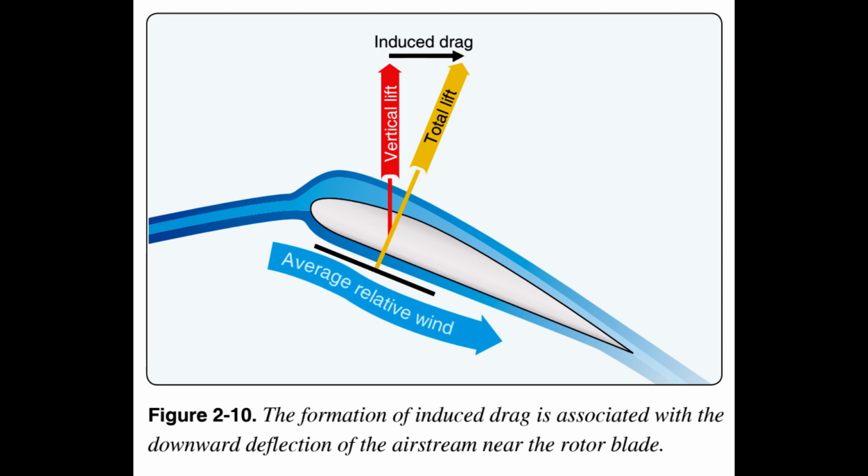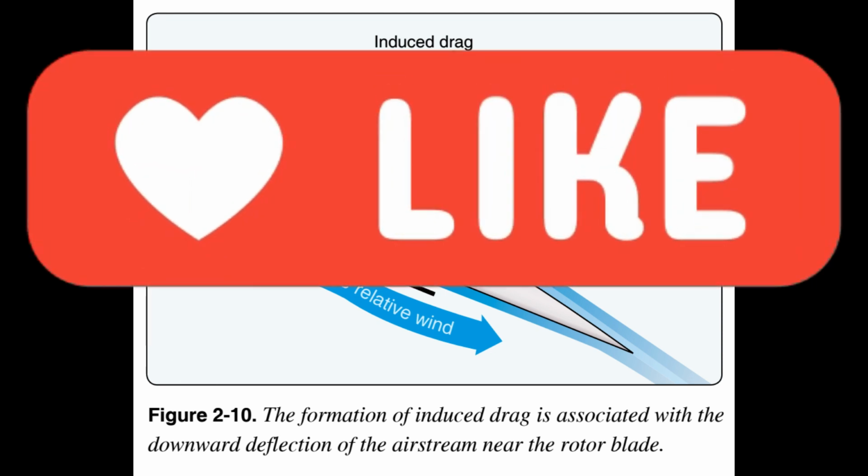Induced drag is generated by the airflow circulation around the rotor blade as it creates lift. The high-pressure area beneath the blade joins the low-pressure area above the blade at the trailing edge and at the rotor tips. This causes a spiral, or vortex, which trails behind each blade whenever lift is being produced. These vortices deflect the airstream downward in the vicinity of the blade, creating an increase in downwash.